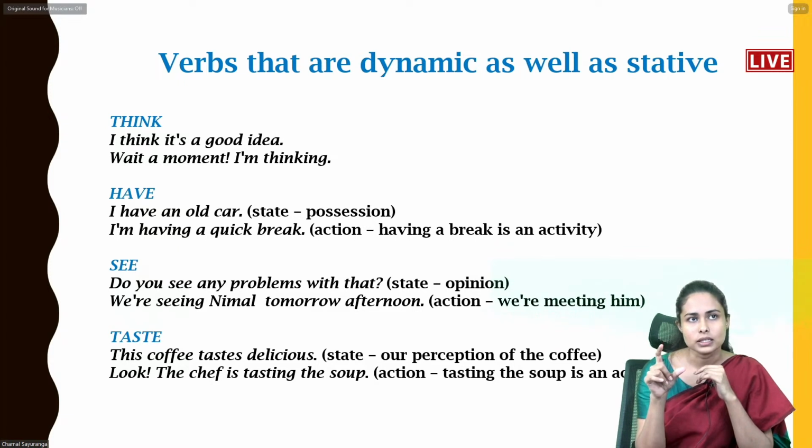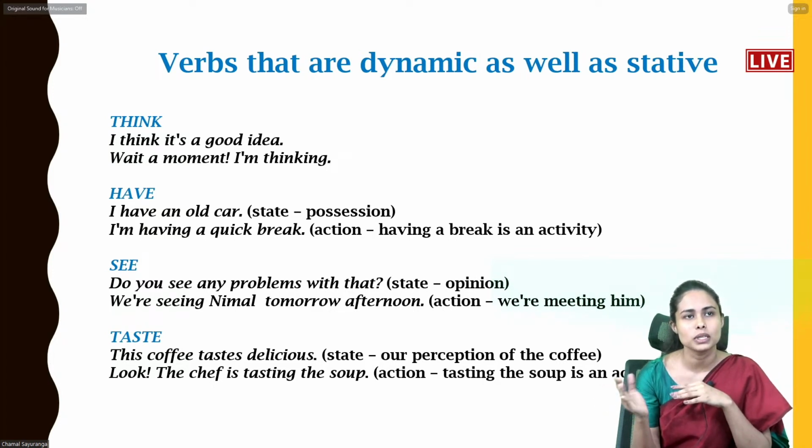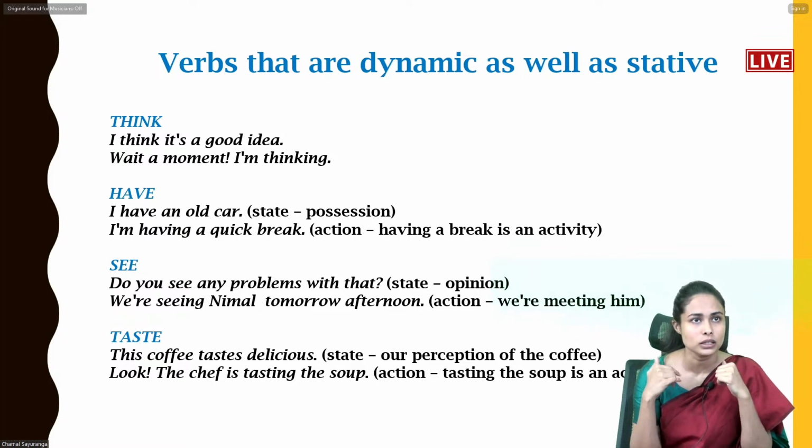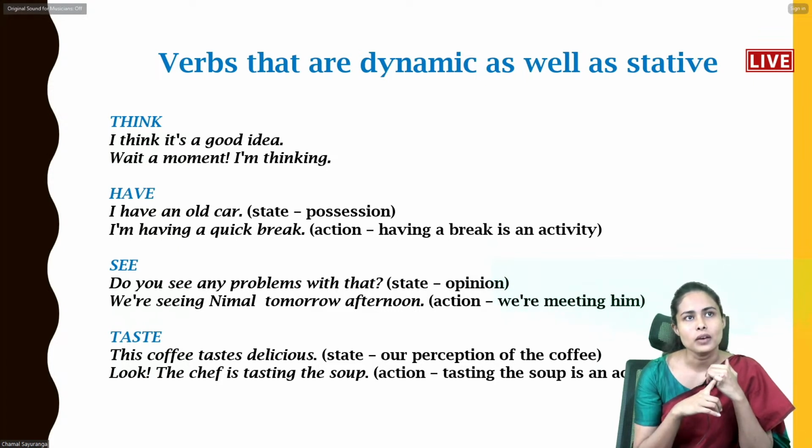And the second sentence: wait a moment, I am thinking. There it acts as an action verb because I am in the process of thinking. Then you can use it in present continuous. I am thinking now. I have an old car. Possession, a stative verb. On the other hand, you can also use it as a dynamic verb. I am having a quick break now.